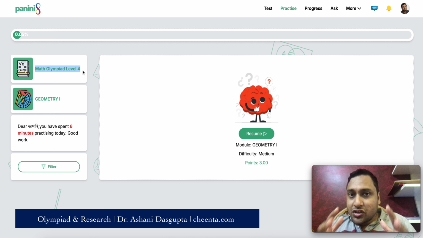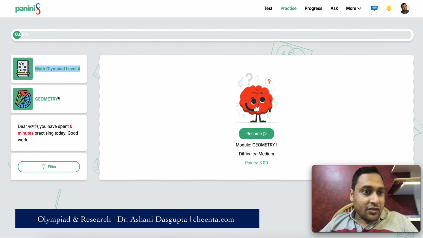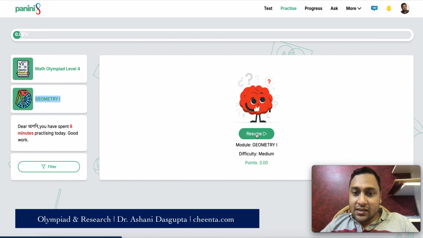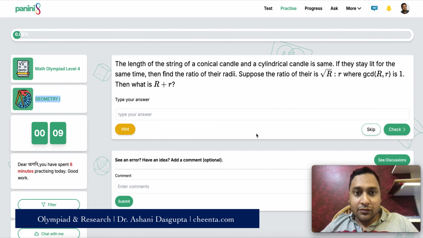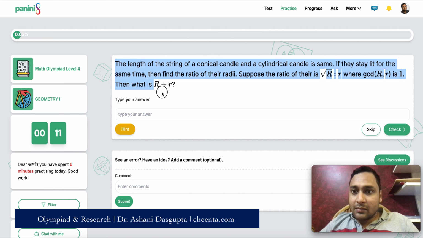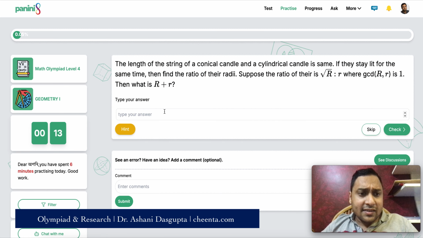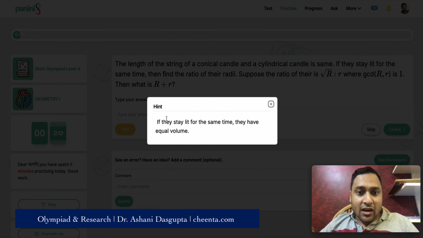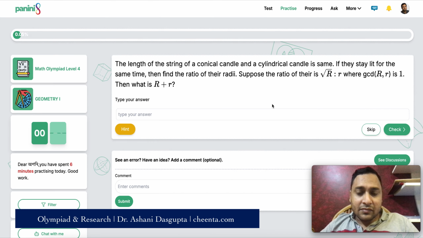There are several modules under this particular goal. Geometry is one such module. And this particular question is from geometry. So if I click on resume, you can see the question comes up here. This is an answer type question. So the answer is an integer. I can also check out the hint if the hint is available.